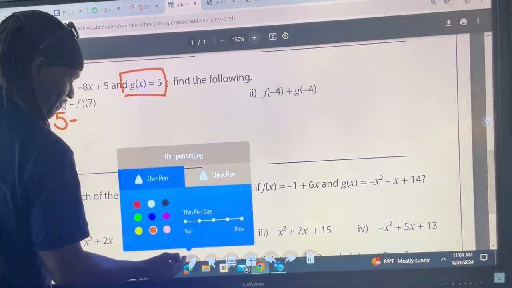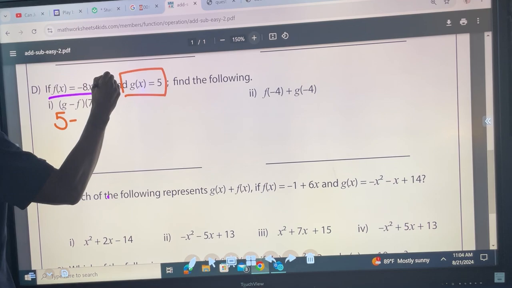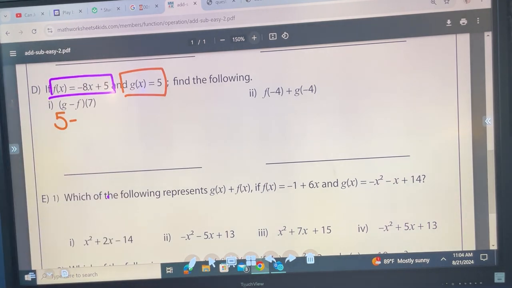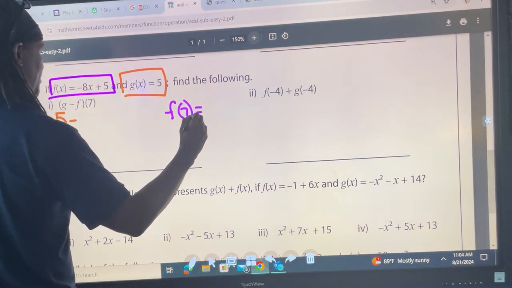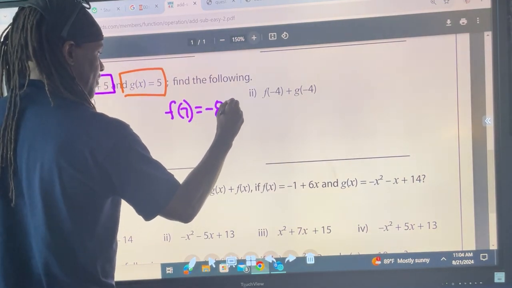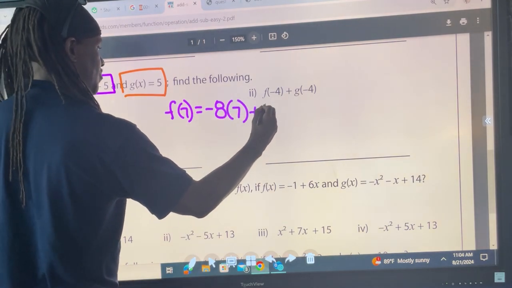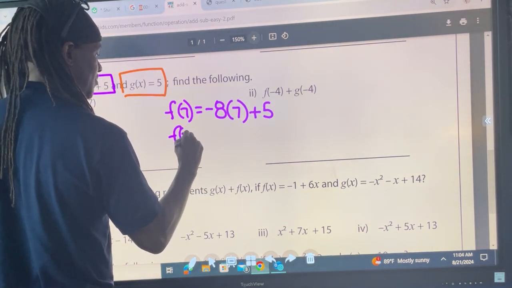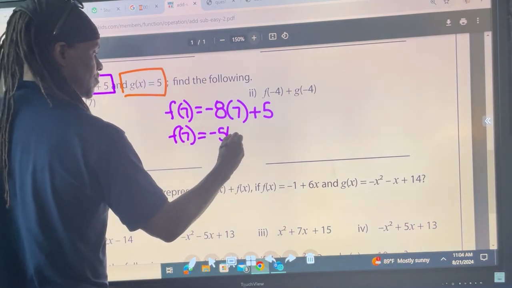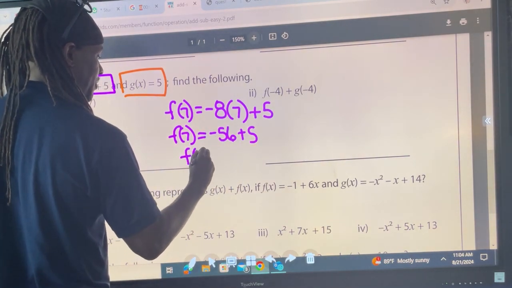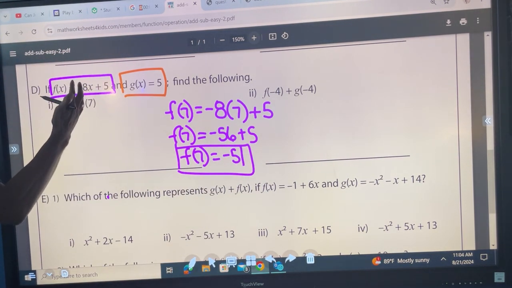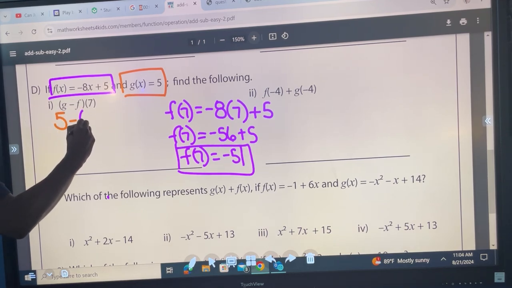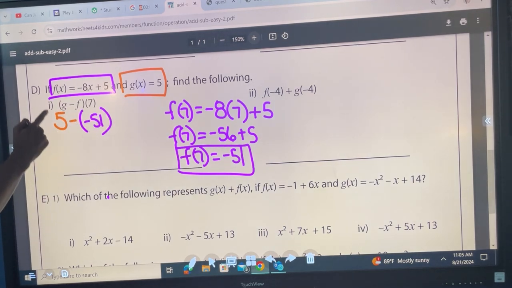Now we're going to have to work on this f of x. All right, how'd you get that? I multiplied negative 8 times 7. Good. Negative 8 times 7, that's negative 56. So f of 7 is negative 51. So all you're doing now is plugging that in here. It becomes 5 minus negative 51.